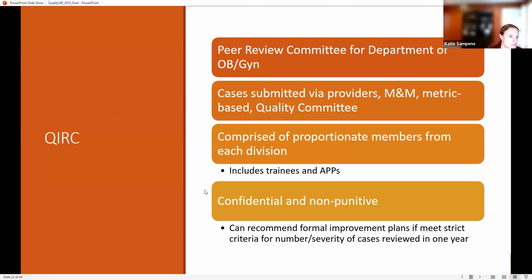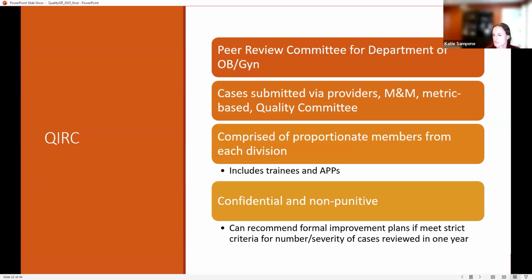QIRC, or the Quality Improvement Review Committee, is the OG quality program in our department. It is a peer review committee for our department. So a committee of our peers reviewing the cases in our department, only in our department by our providers. And these cases are submitted via M&M, as you know. They can be metric based, so there's triggers that might send something to the Quality Improvement Review Committee. The quality committee may identify something that needs to be sent, and providers can submit as well.